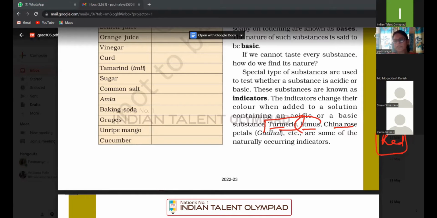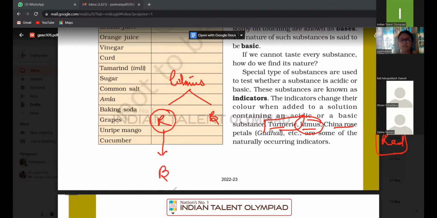Next, coming to litmus, you just take a litmus paper. We have two types of litmus paper. One is red litmus and another is blue litmus. Whenever you take some substance and I don't know what the nature of that substance is, just take the substance and put a red litmus paper in it. Just think that if the red litmus is turning into blue.